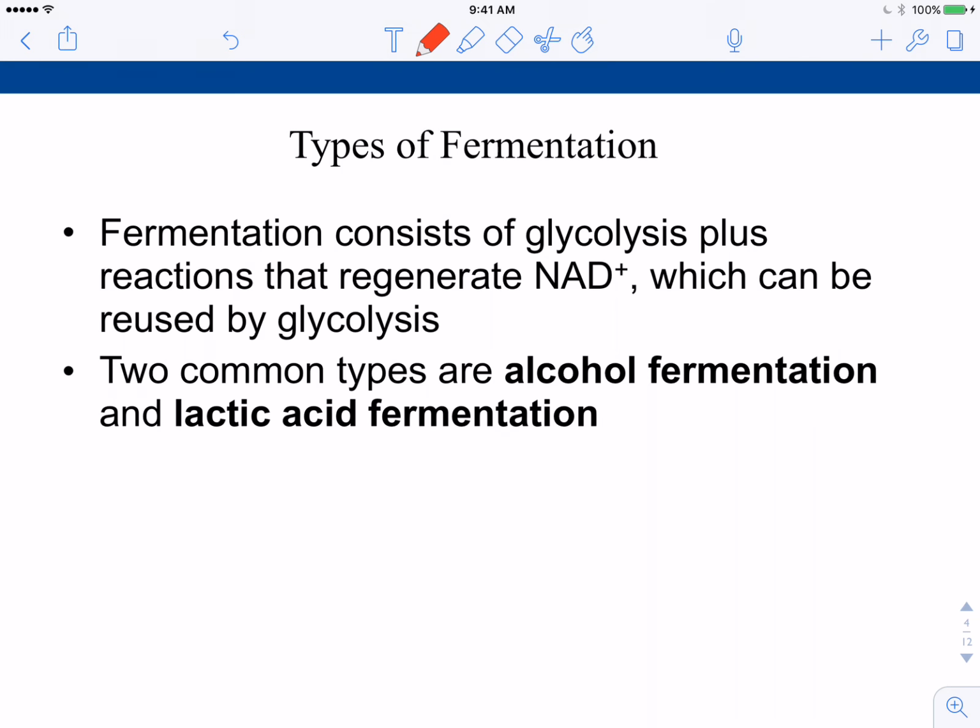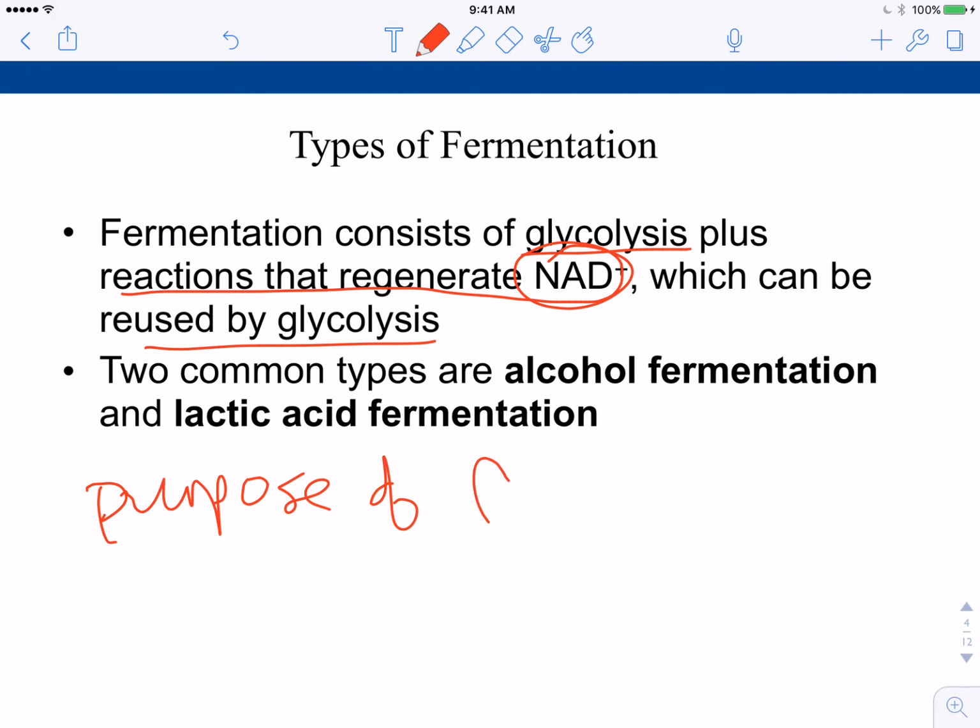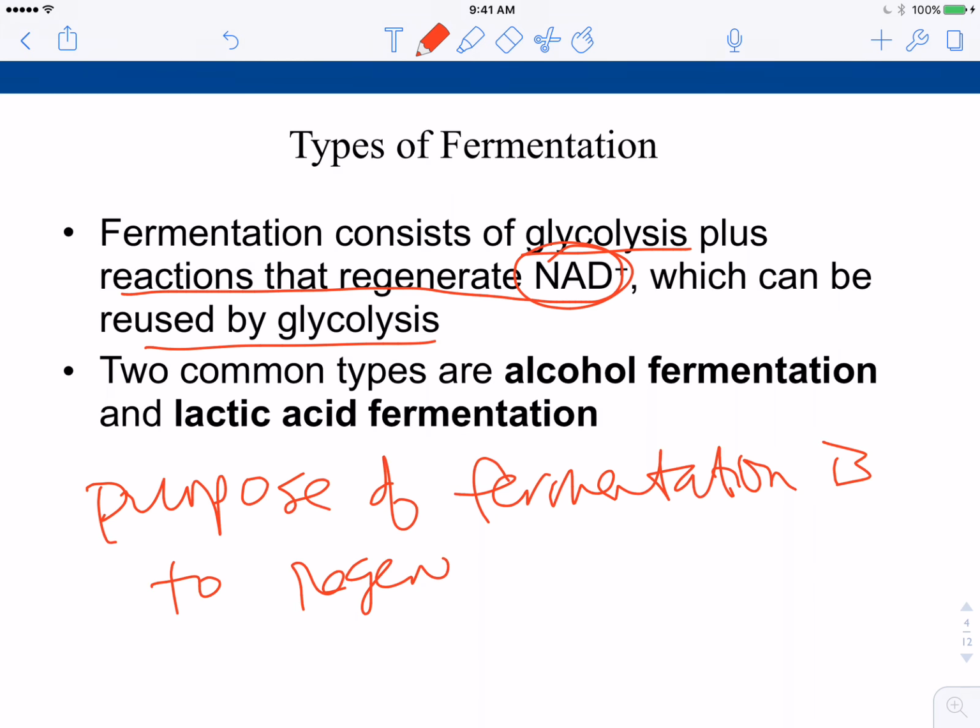So fermentation is glycolysis plus a reaction that regenerates NAD+. And then the NAD+ can be reused by glycolysis. So basically, the main purpose of fermentation, P-U-R-P-O-S-E, of fermentation is to regenerate NAD+. Okay?